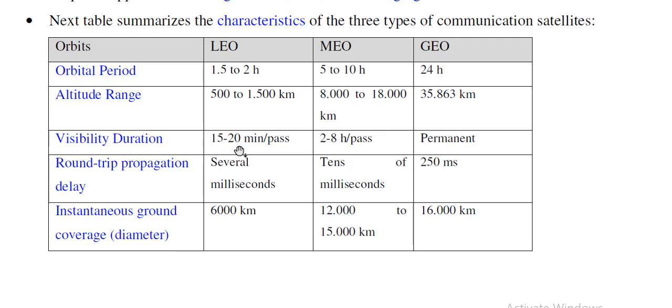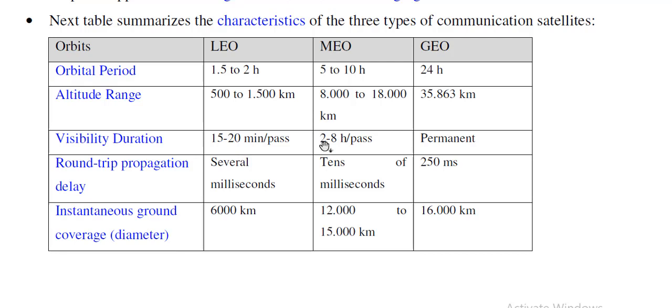Now this is important, the visibility duration, which means if we are on Earth and we are seeing the LEO satellite, how much time we are seeing it, or how much time we are using it before changing to another satellite. Now if we are using the GEO, we will see it permanently, so we are not obliged to do a handoff. We are not obliged to transfer our sending signal from one satellite to another. We are sending to the same satellite for the entire time.